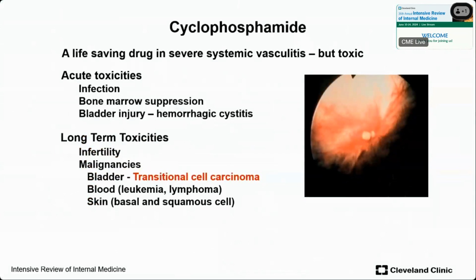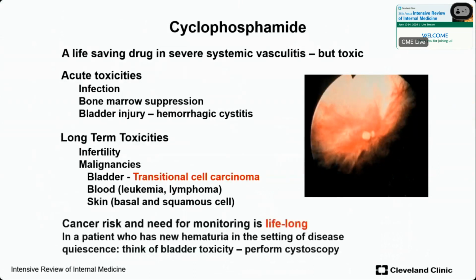Cyclophosphamide is a life-saving drug in severe systemic vasculitis, but it does have toxicities. Acutely, these can include infection, bone marrow suppression, and the risk of bladder injury with hemorrhagic cystitis. And the long-term toxicities include infertility in both men and women and the risk of malignancy. This includes transitional cell carcinoma of the bladder, which we discussed, a blood element cancer such as leukemia and lymphoma, and an increased risk of skin cancer. The cancer risk and need for monitoring should be considered lifelong, and in a patient who has new hematuria in the setting of disease quiescence, you should think about bladder toxicity and perform cystoscopy.